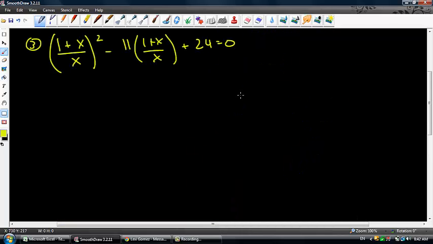Number 3, they're asking you to factor a couple things that are actually really, really complicated. So again, just look for this common difference here. We got an exponent of 2 on the first term, an exponent of 2 on the second term, and the terms are the same. They're 1 plus x over x. So what I'm going to do is a substitution here. I'm going to say let k equal 1 plus x over x.